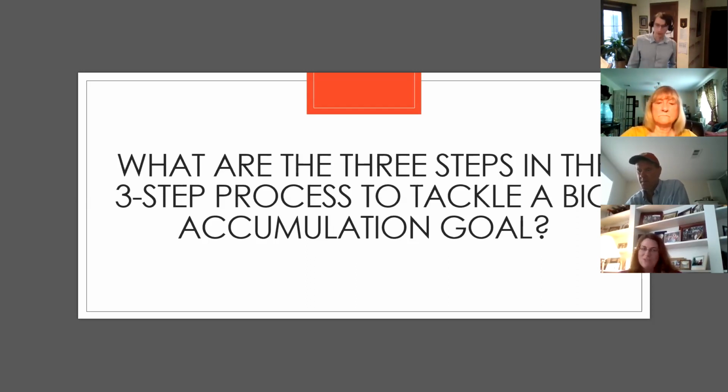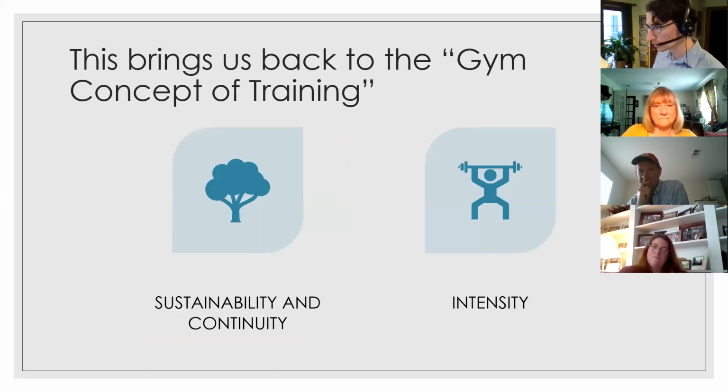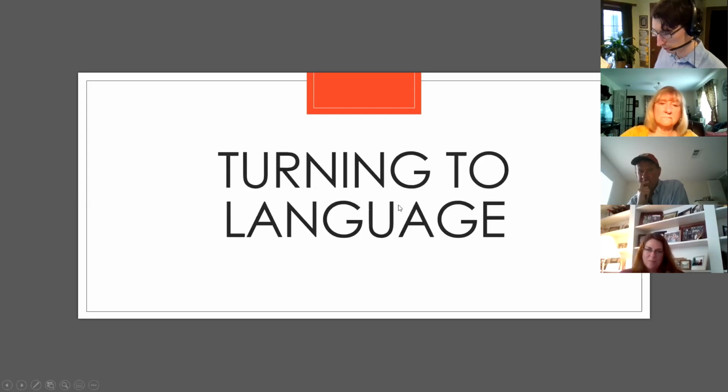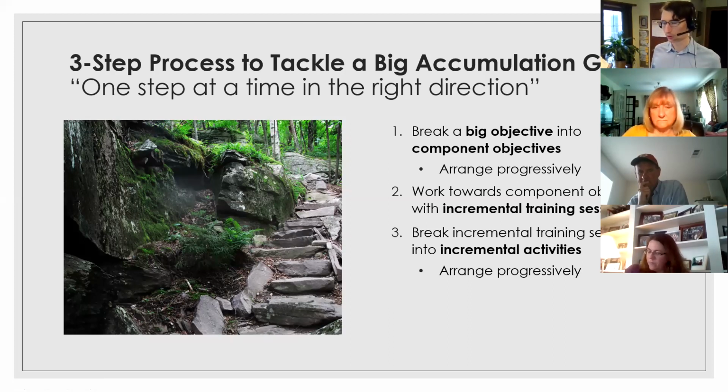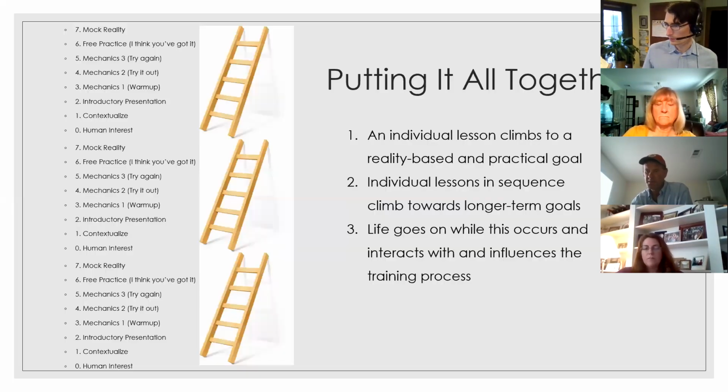Let's go back to the slide. So, impressed. I knew that would be it. Here it is. Okay, so break the big objective into component objectives, I think is what we were missing. Then you will work towards these with incremental training sessions, your once or twice a week gym session, for example. Then in the gym session, you're doing different exercises. Those are your incremental activities. Okay, awesome.